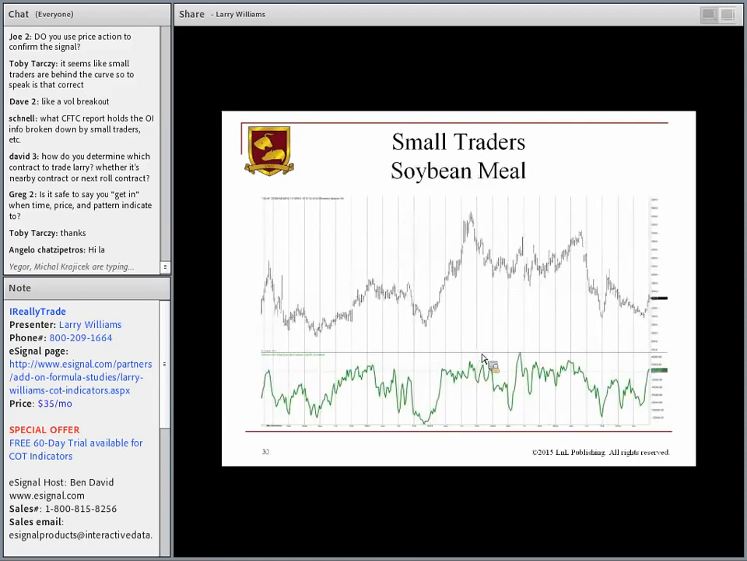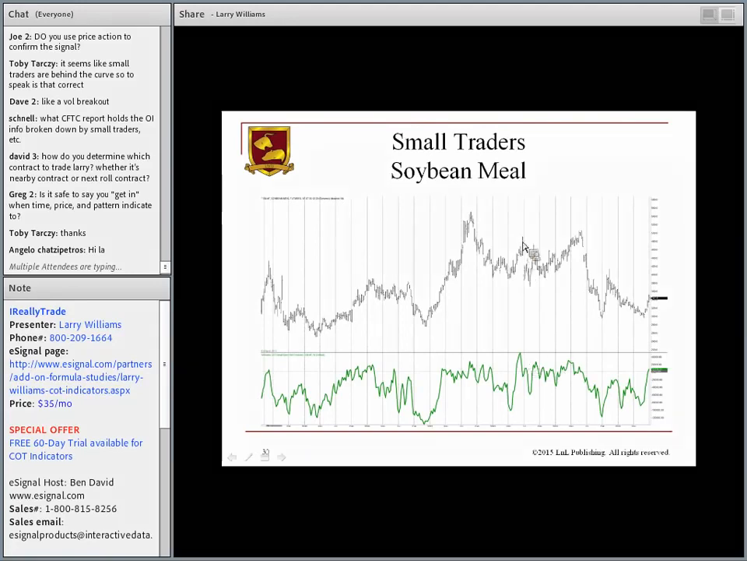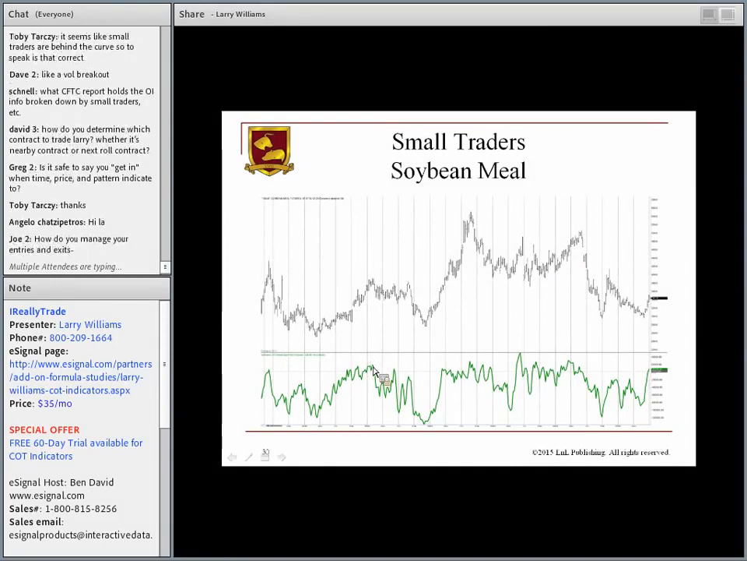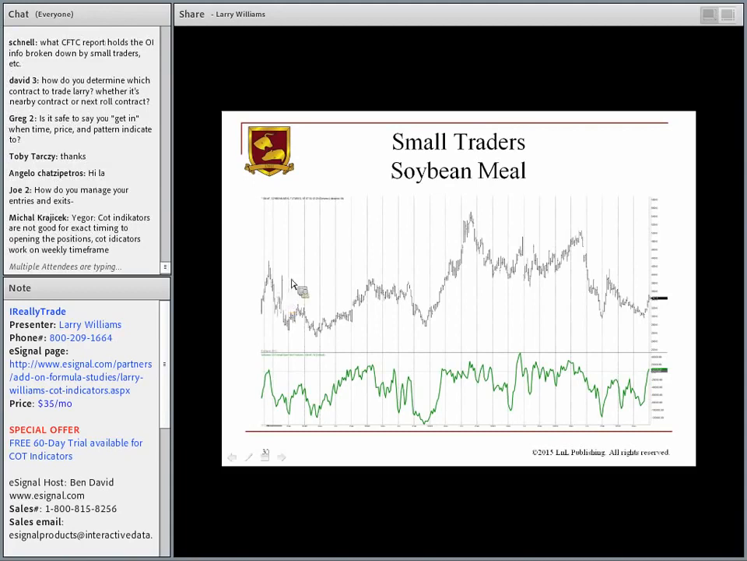Here's small traders in soybean meal. We looked at that. Remember, the commercials were buyers here. The large traders weren't. And look at the small traders. They wouldn't touch soybean meal with a 10-foot pole. They did up here. They wanted to buy it here. They wanted to buy it here. And of course, they're wrong. It's actually sad in a way to see whenever they get heavily long this market, as they were back here, look what the market does. Small traders are trend enders for the most part.